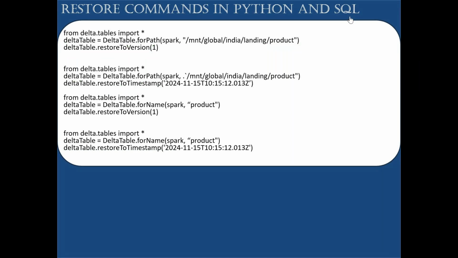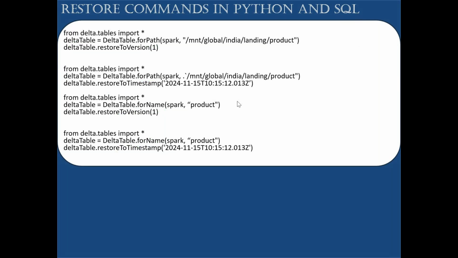Now, if you see the restore commands, this is in Python. Just to be understood, this is for path. Using the path, you can create a delta table, and using the delta table, you can restore to a particular version. Similarly, you can also restore to timestamp. This delta table can be created in two ways: one is for path, the second is for name. Either way you create a delta table, you can restore it using timestamp or version.